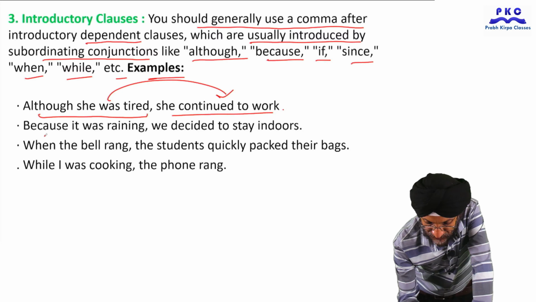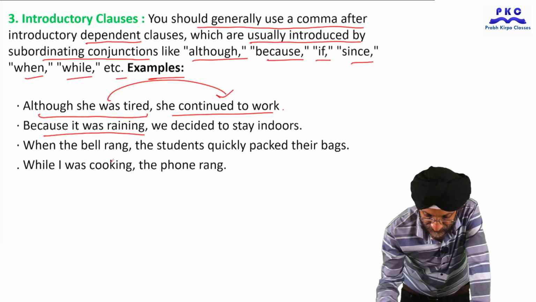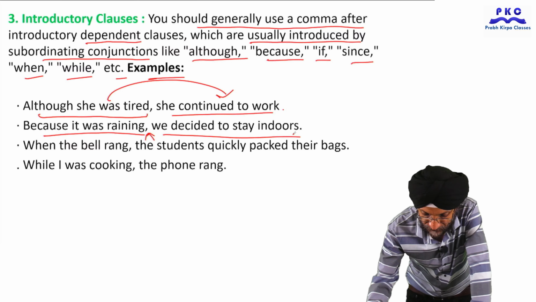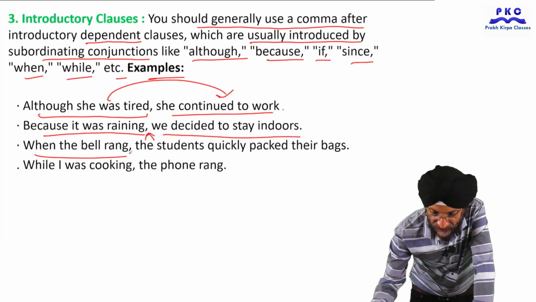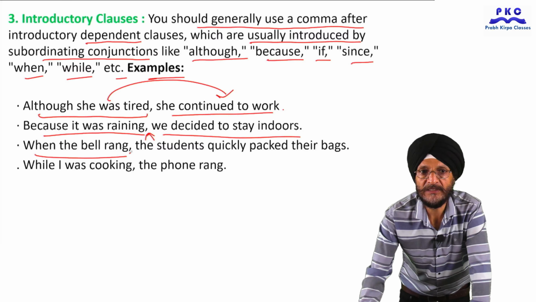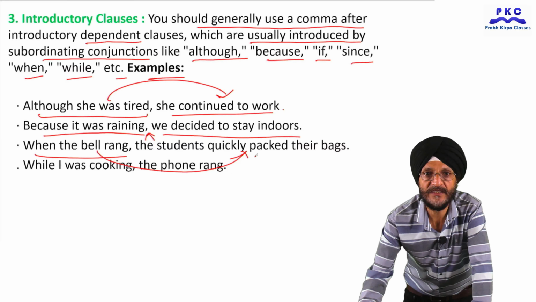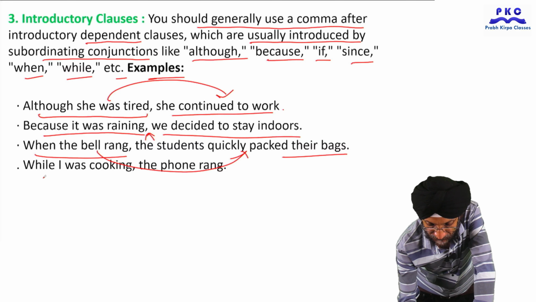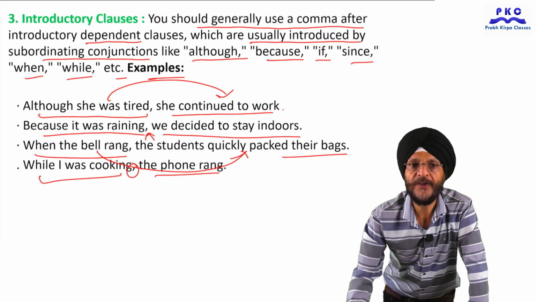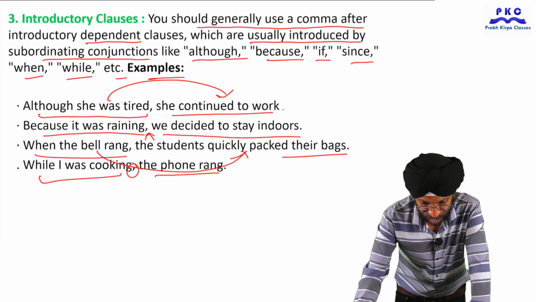Because it was raining, we decided to stay indoors. Because it was raining is again an introductory clause, and after that we have used a comma, which is an introductory comma. When the bell rang, the students packed their bags. When the bell rang is an introductory dependent clause which is dependent on this part of the sentence. While I was cooking, the phone rang. Here we have again used an introductory comma after the introductory dependent clause.